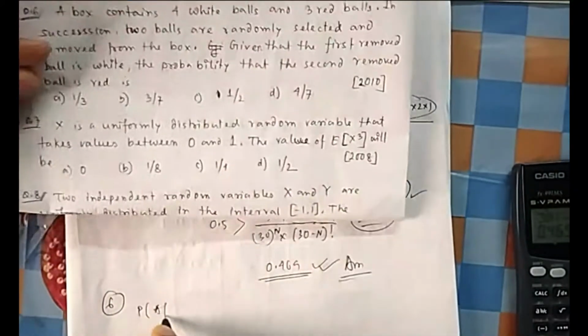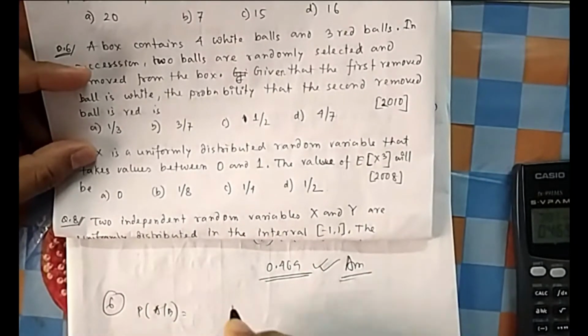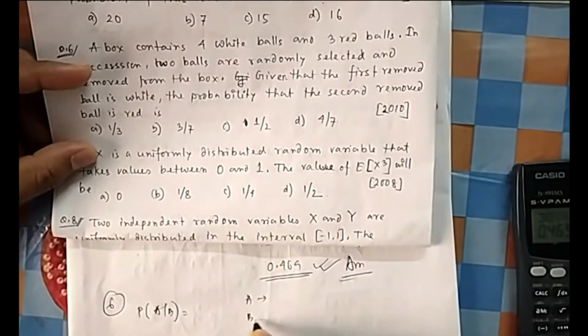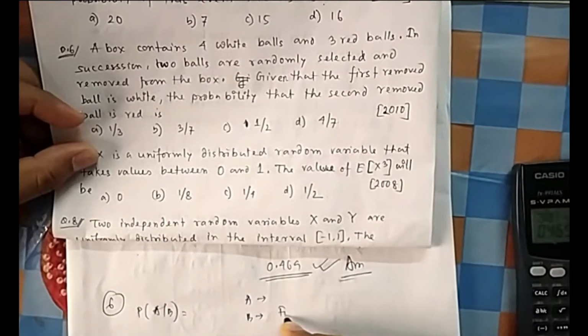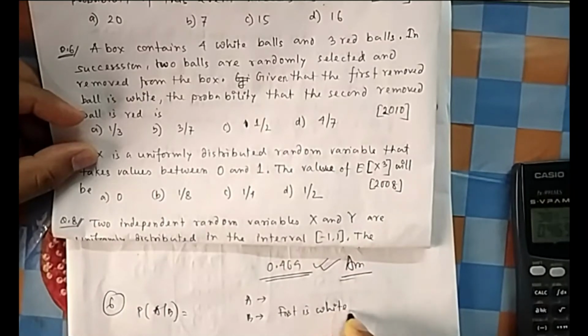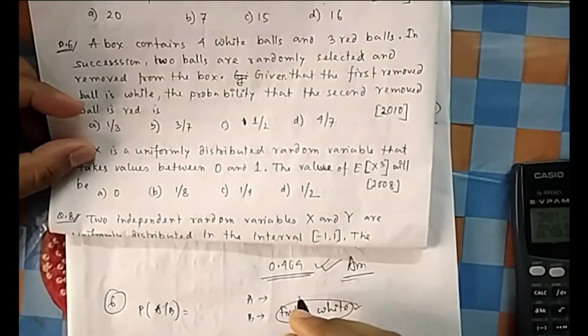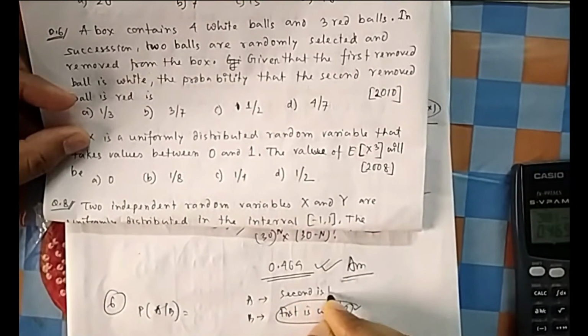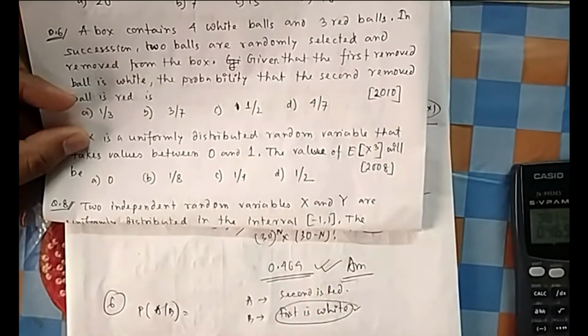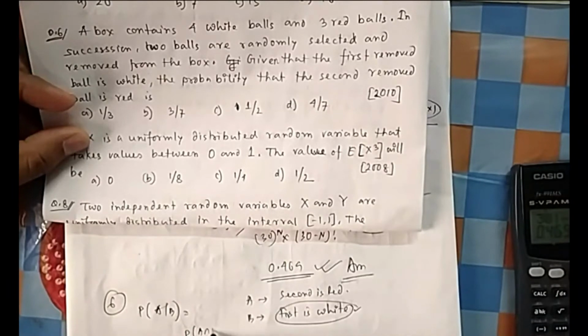So this one yesterday also we have discussed. This is A by B. What is A? A is the thing that you need to find. B, that thing that has occurred. What has occurred? The first is white. First ball is white. That is already occurred. And this one you need to find. Second is red. So what is the formula for this one? Probability A intersection B by probability B.